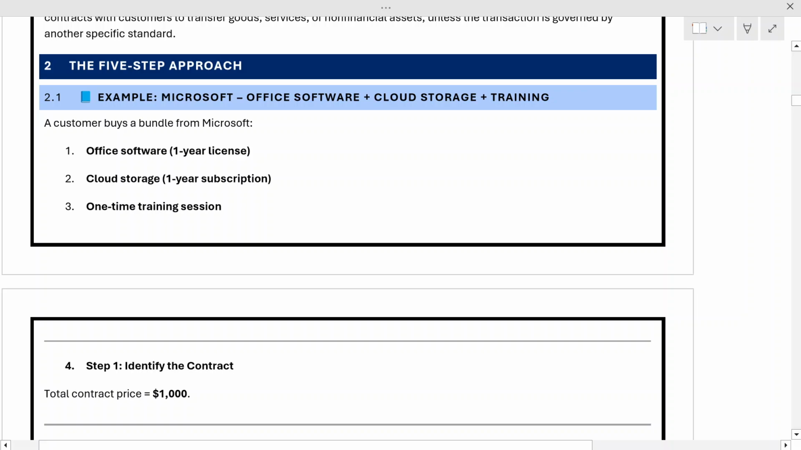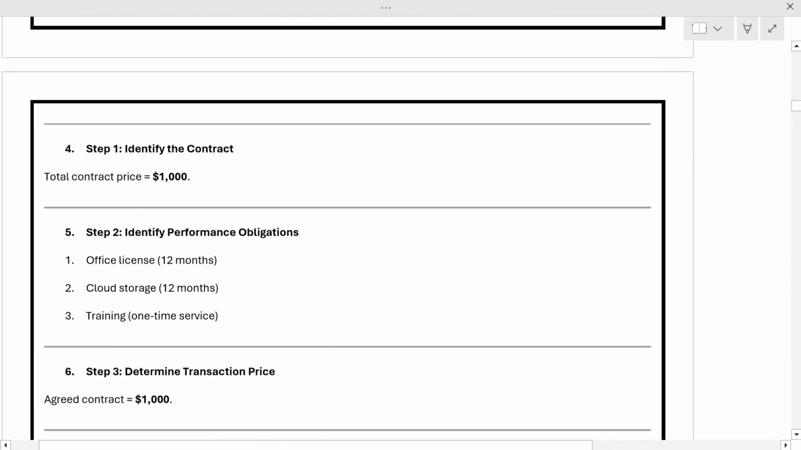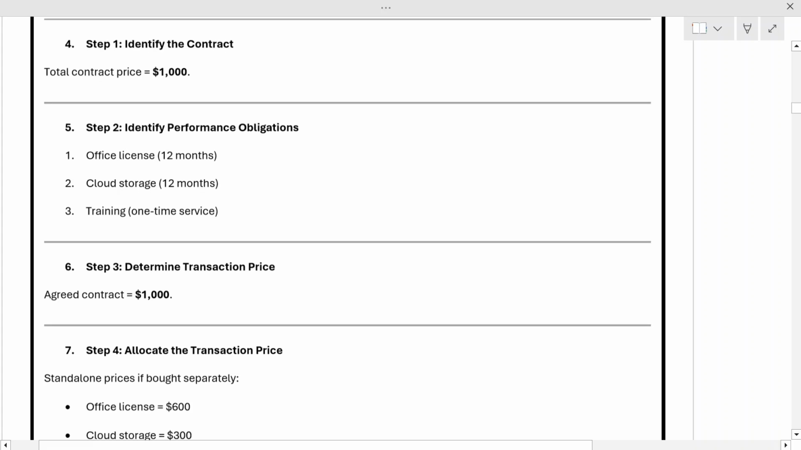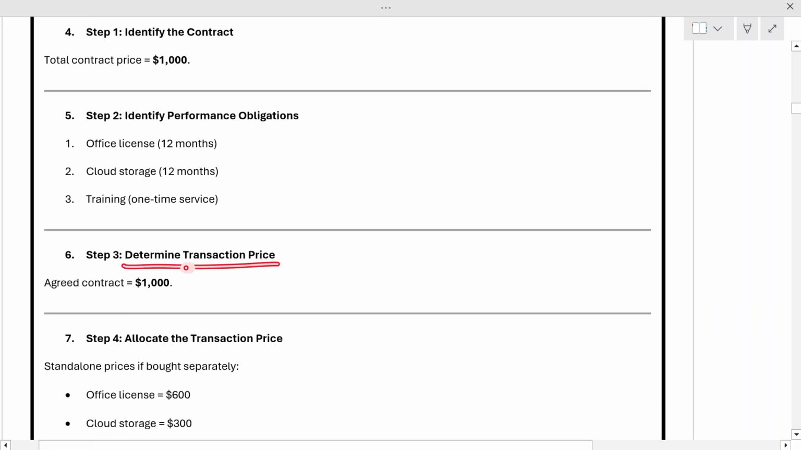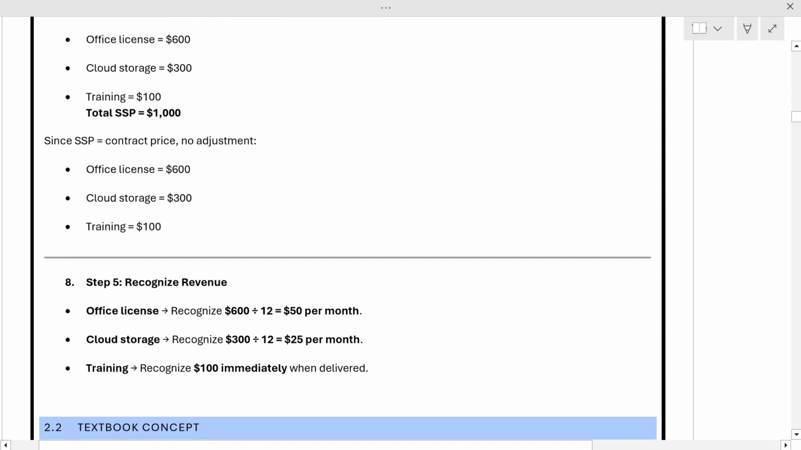Now, let's try to understand the 5-step model in revenue recognition. So, for recognizing the revenue, firstly, a contract needs to be identified. On the second step, we need to identify what are the performance obligations within that contract. Third, we need to identify what is the total transaction price. Fourth, we need to allocate that transaction price. And finally, we need to recognize the revenue in our books of accounts.